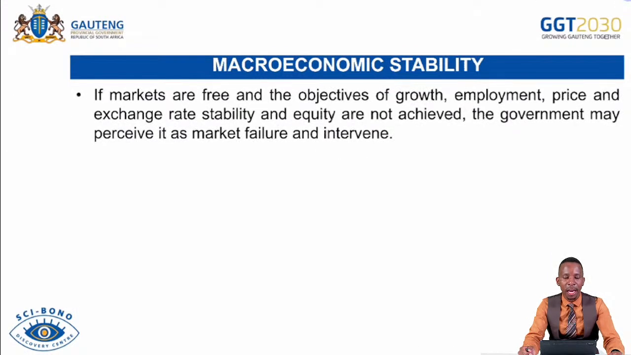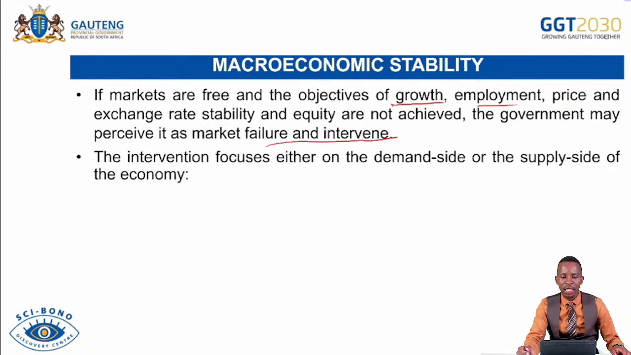Macroeconomic stability. If markets are free and objectives such as economic growth and employment are not simply achieved, the state will be involved in the economy. So the government may perceive it as a market failure and intervene. If these objectives are not met while the market is free, meaning there is no government intervention, there is free market operation, that will lead to the state intervening. If full employment is not achieved, economic stability is not achieved, exchange rate stability is not achieved, then the state will intervene by making some provisions in the economy, because that is regarded to be a market failure.